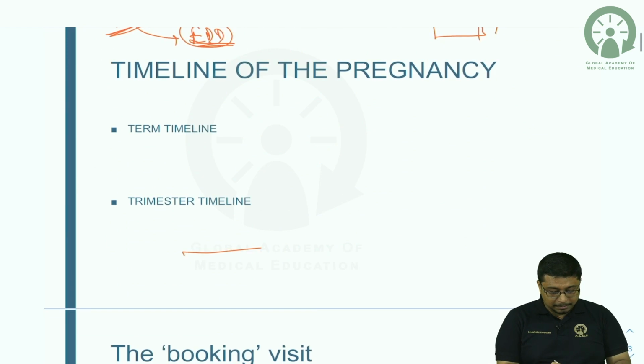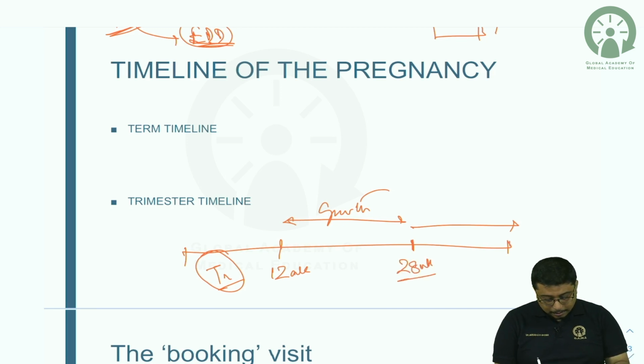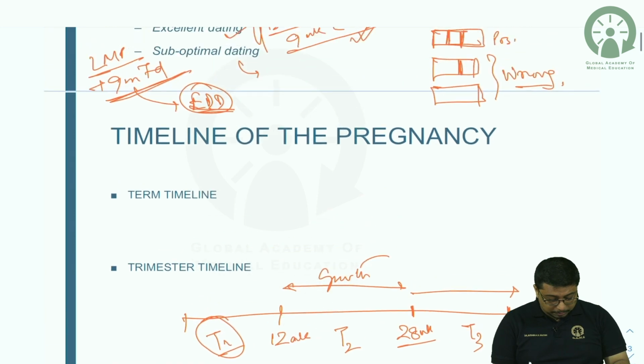So coming to the trimester timeline, I hope you all know that up to 12 weeks is trimester 1, the first trimester, which is mostly known for organogenesis. Then this is the second trimester, where most of the growth is happening. The second trimester lasts up to 28 weeks, and after 28 weeks till delivery, it is trimester 3. So trimester 1, trimester 2, and trimester 3.